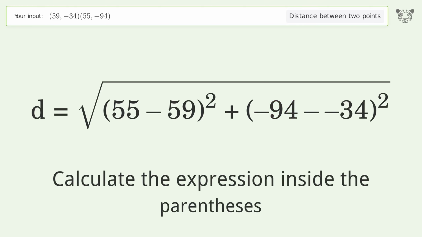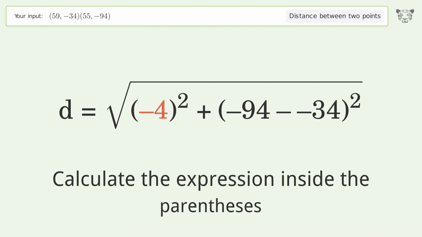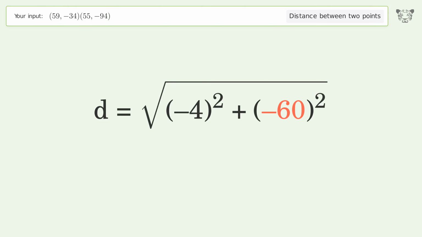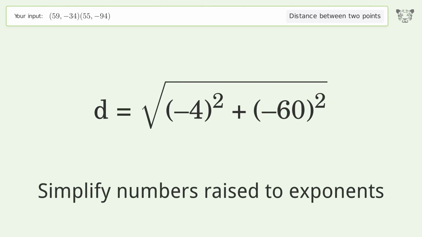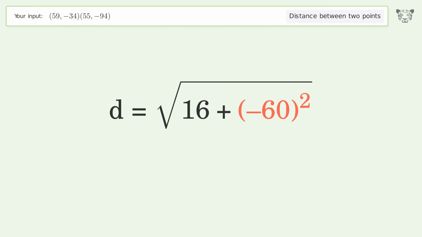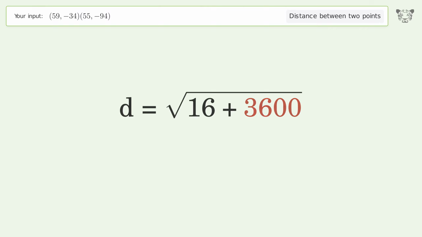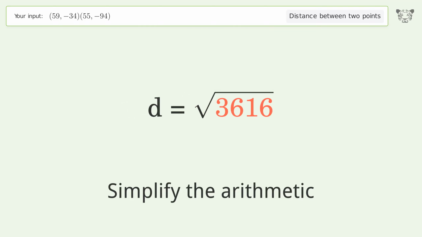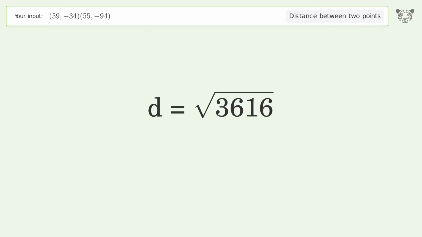Calculate the expression inside the parentheses. Simplify numbers raised to exponents. Simplify the arithmetic. And so the distance between the 2 points is the square root of 3,616, or 60.133.